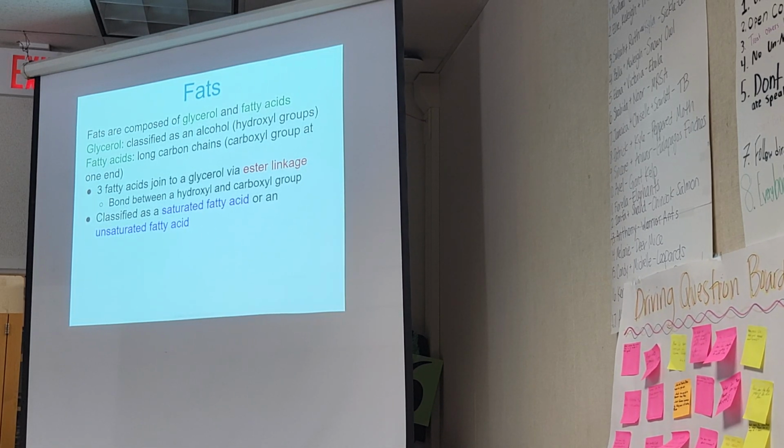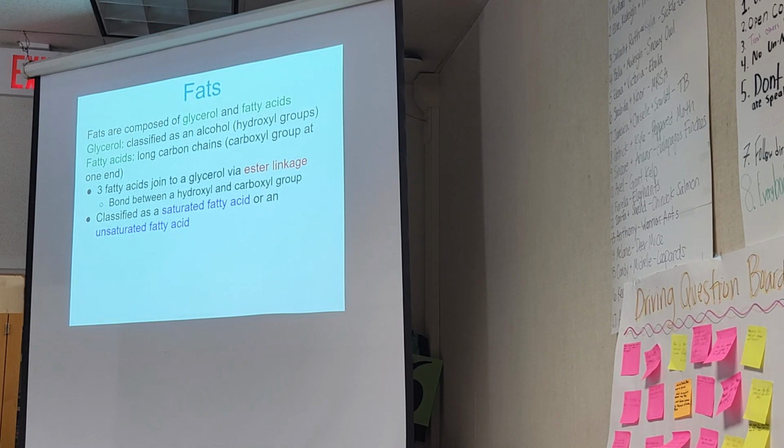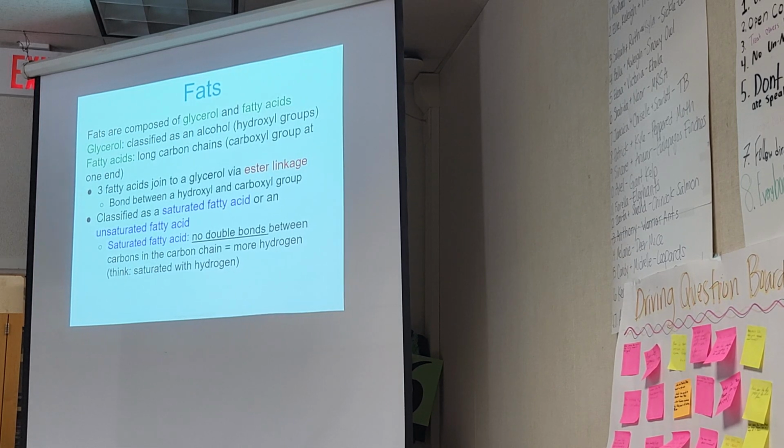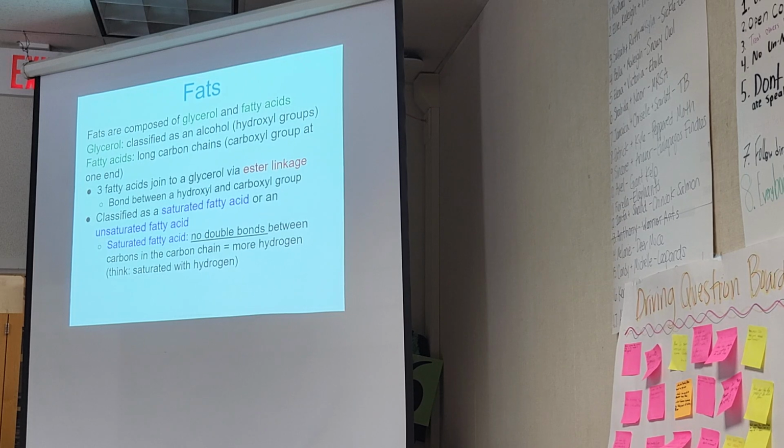Our fats we can classify as a saturated fatty acid or an unsaturated fatty acid, and it has to do with how the hydrogens are arranged around the carbons. Saturated fatty acids have no double bonding between carbons in the carbon chain, so we get more hydrogens. If something is saturated, what does that mean?